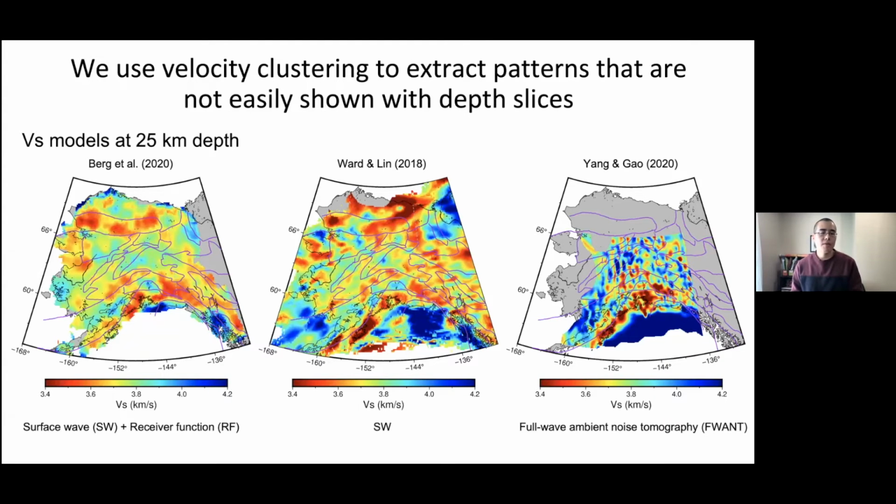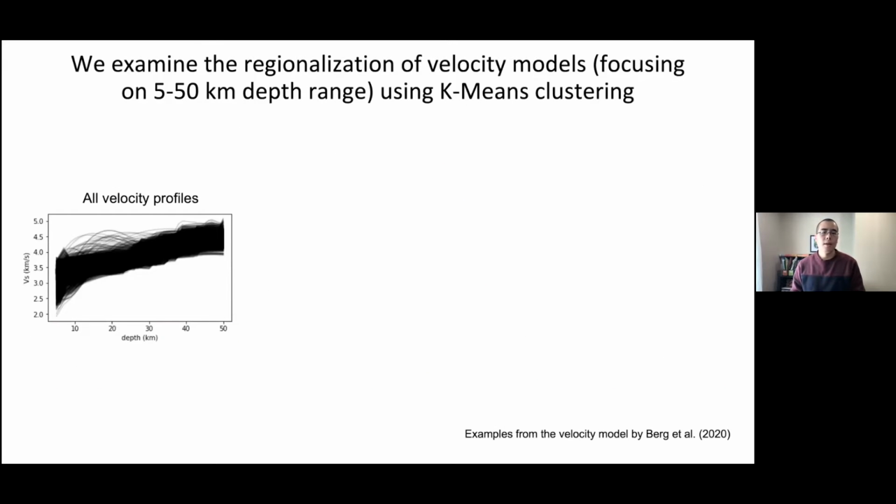Conventionally, once we have a seismic velocity model, we will look at the depth slices to know the velocity distribution. And these are the three depth slices from three velocity models. They provide very valuable information about the velocity distribution in certain regions. However, we want to focus more on the overall pattern of the velocity structure within a certain layer or depth range. To do that, we employed a k-means clustering algorithm to cluster the velocity profiles. We focused on the 5 to 50 kilometers depth range during this presentation.